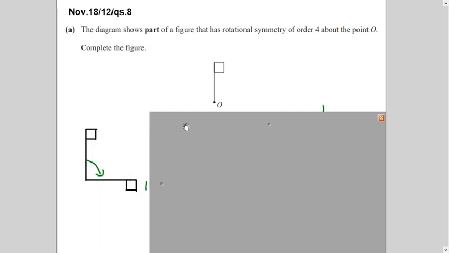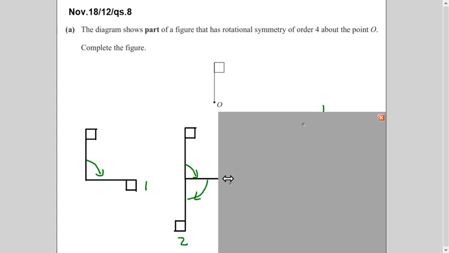Number one thing, when it has order 4, it means after every 90-degree rotation, what shape will it look like? So after rotation, it will take this shape. Make sense? Then now it will rotate further. So what will it be? It will come here, right?